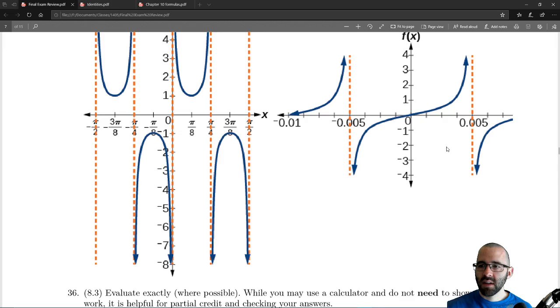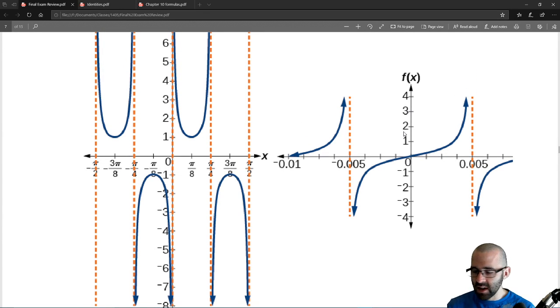Let's talk about some tangent graphs real quick. I need to figure out where this cat hair is on my nose and get rid of it.